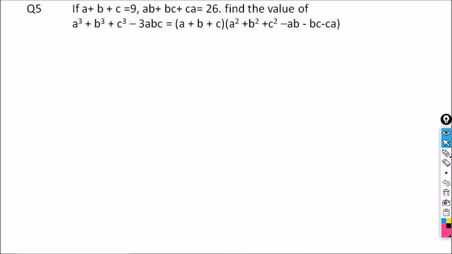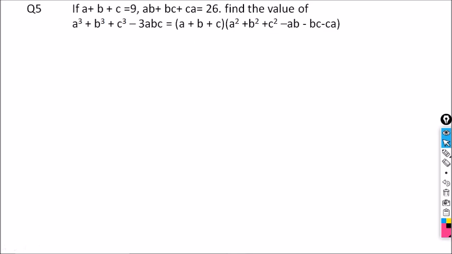This is another problem related to these identities. The question here: it is given to you a + b + c is 9 and ab + bc + ca is 26. Find the value of a³ + b³ + c³ − 3abc. Now here you have to find the value of this expression.